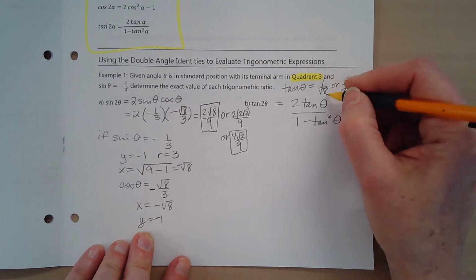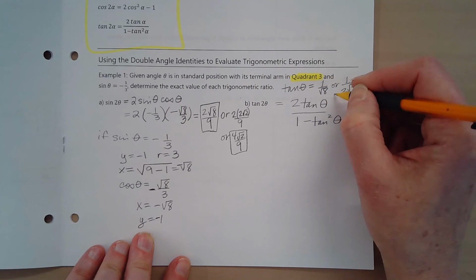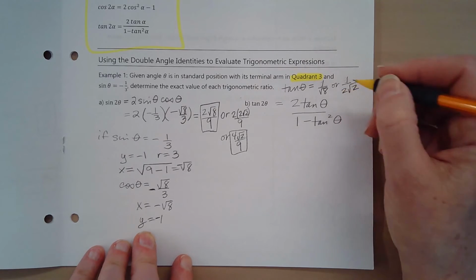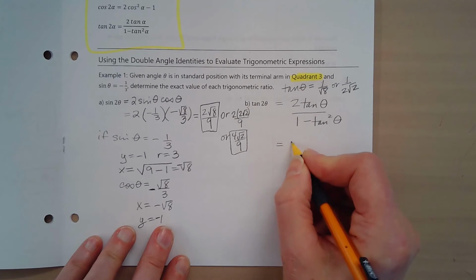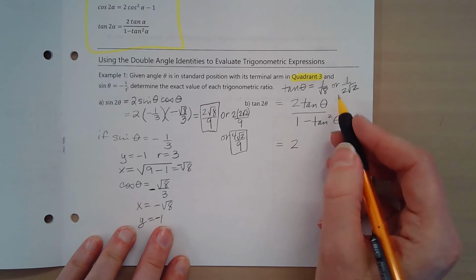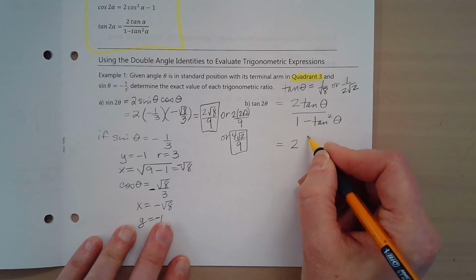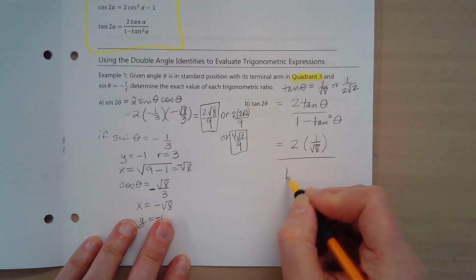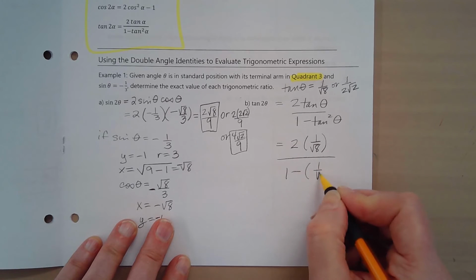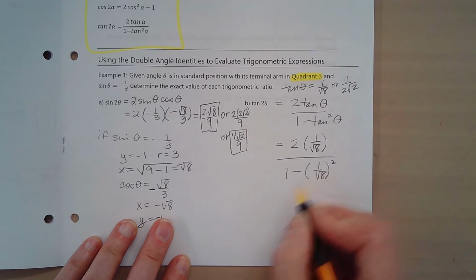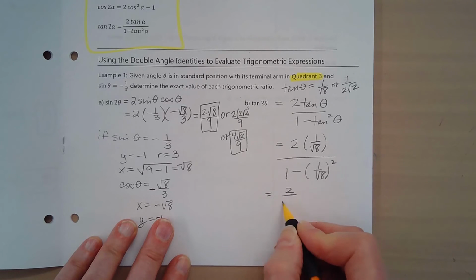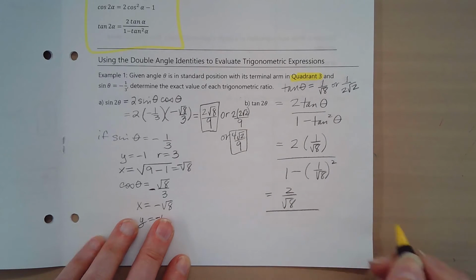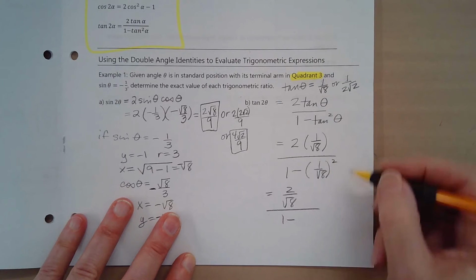Okay, so I've got 1 over root 8 or 1 over root 2 and 2. Who used root 8? Who used 2 root 2? Root 8? Okay, so I'll stick with root 8. It doesn't matter. So tan of theta is going to be equal to 1 over root 8, all divided by 1 minus 1 over root 8 squared, right? So I got 2 over root 8, all divided by 1 minus, what does this equal?